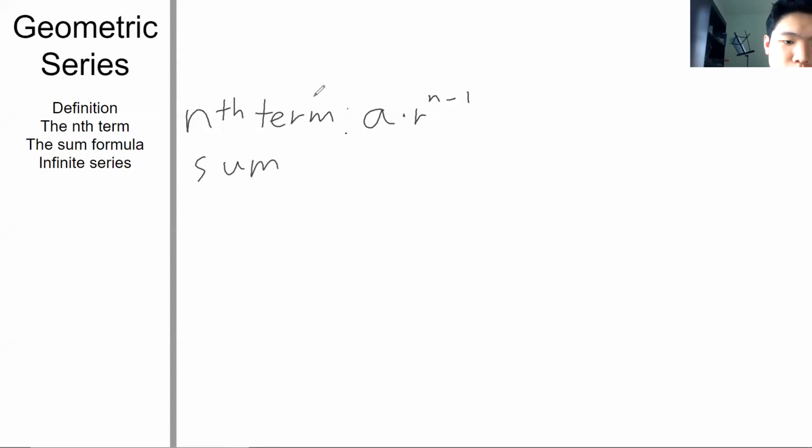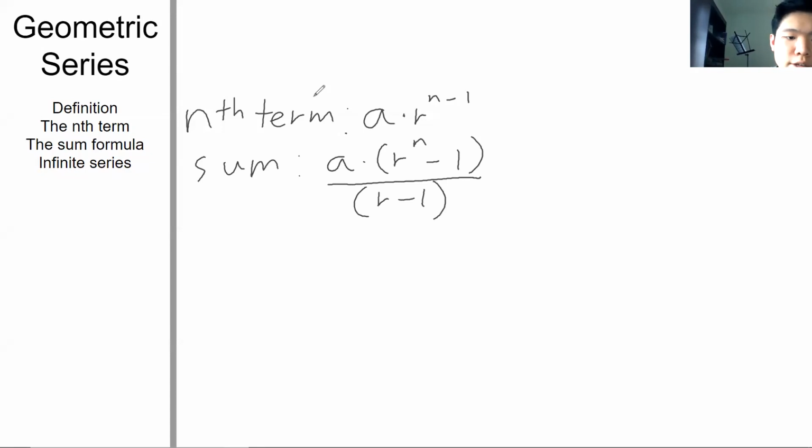And the sum formula for the first n terms of a geometric series is always going to be the first term times the common ratio to the nth power, where n is the number of terms, minus 1, all over the common ratio minus 1.